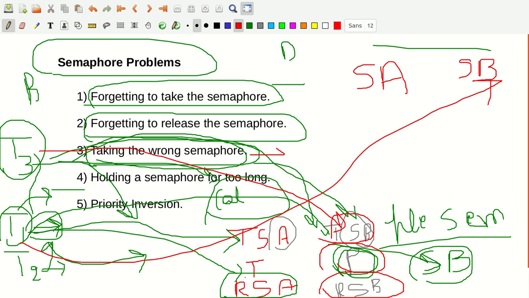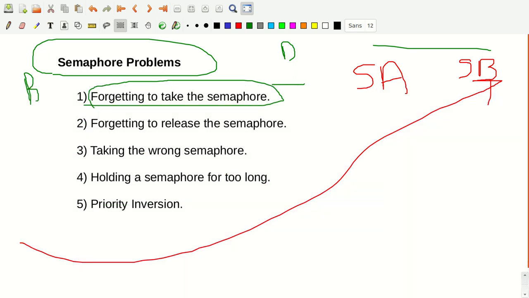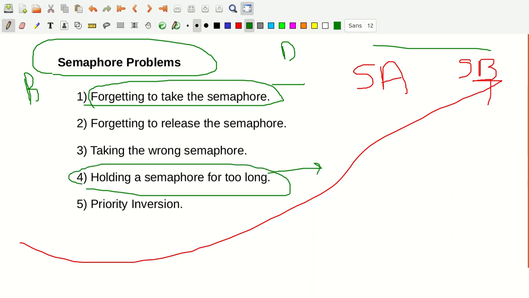So whenever a wrong semaphore is taken, this will result in wrong calculation. Now, of course, we will just discuss another few points. What do we have here? You just hold the semaphore for too long. Okay, this is very simple. Whenever any person holds a semaphore for too long, he just takes it.